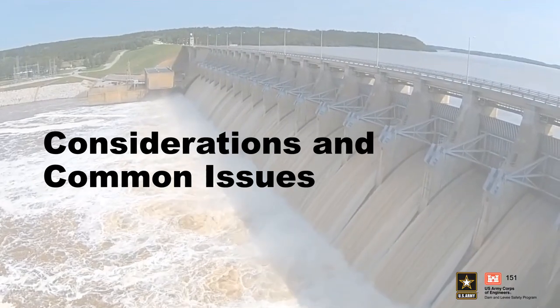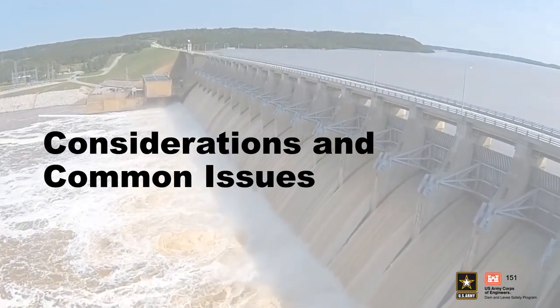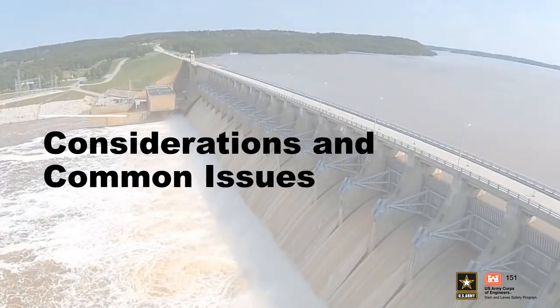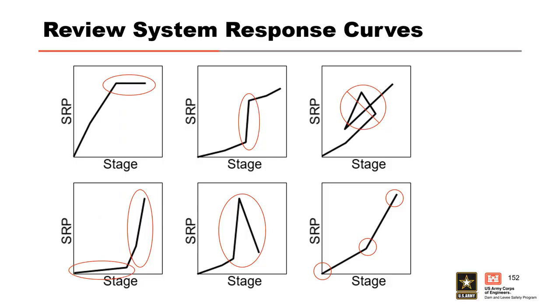Here are some considerations and some common issues that occur with risk calculations and portrayal. It is good practice to always plot the system response curve and to review its shape. Can inflection points be explained? Can abrupt changes be explained? Are additional points needed to provide better resolution where rapid changes may occur over a short interval? These are the kind of questions that we'll need to be able to answer.